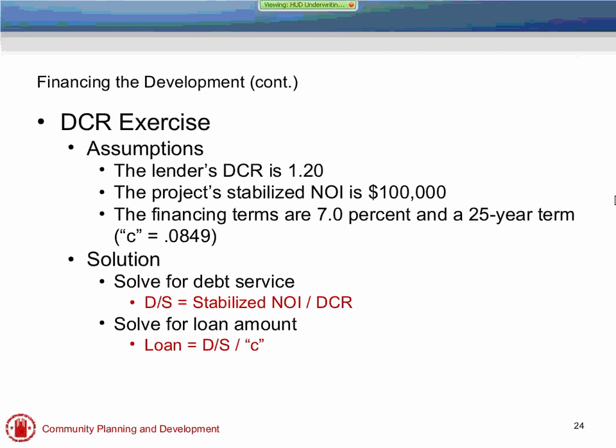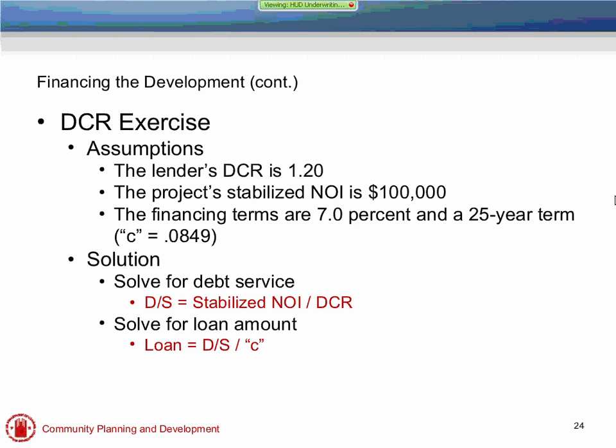Now let's do a little exercise here. Let's assume that a lender is looking for a ratio of 1.20. That means they want to see $1.20 of income for every dollar of debt service. And let's assume that a project has $100,000 of net operating income, and the lender is willing to make a loan at 7% with a 25-year term. The constant for that rate and term is 8.49%.